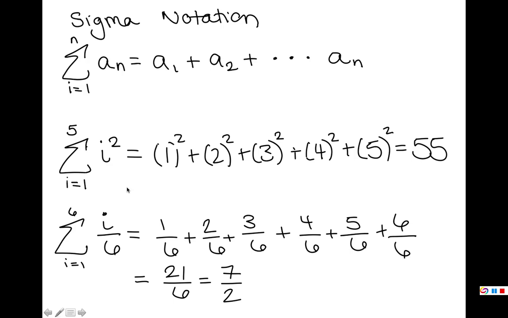Here's another one, just to show you another example of this notation. So i equals 1 to 6, so we're starting at 1. We're stopping at 6. We always just go up by whole numbers, so 1, 2, 3, 4, 5, 6. And we're plugging those numbers in to i divided by 6. So 1/6, 2/6, 3/6, 4/6, 5/6, 6/6. We add them all together. I got 21 over 6, or 7 halves.